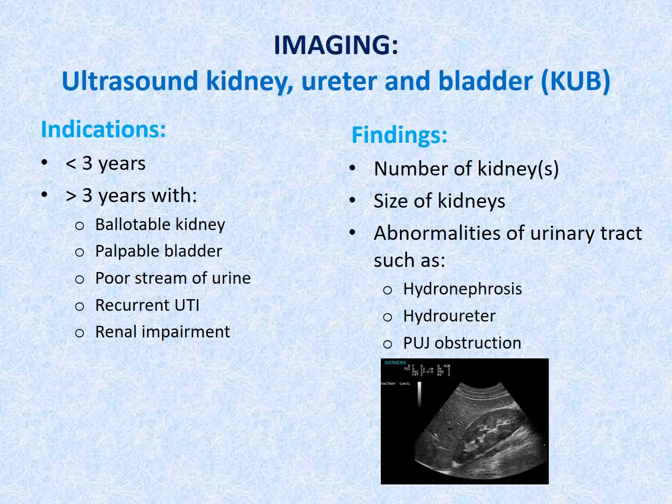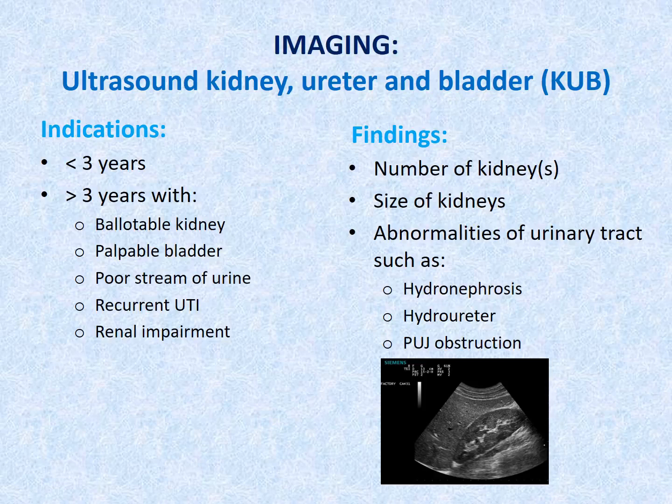Ultrasound of kidney, ureter, and bladder is the first-line imaging for children with urinary tract infection. However, it is not indicated in all cases. It is indicated in children less than 3 years. For children more than 3 years old, ultrasound KUB should be done in those who have clinical findings suggestive of underlying urinary tract abnormalities, such as palpable kidney, palpable bladder, or poor stream of urine. Other indications are recurrent urinary tract infections or evidence of renal impairment.